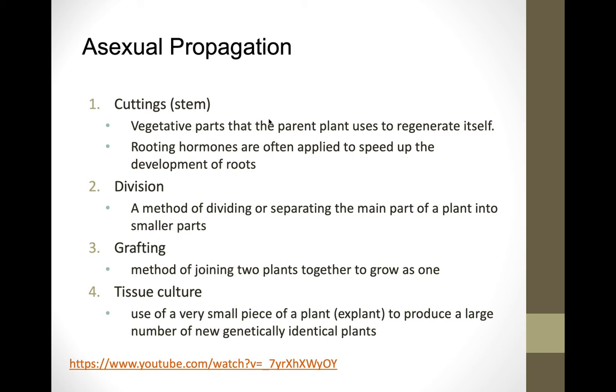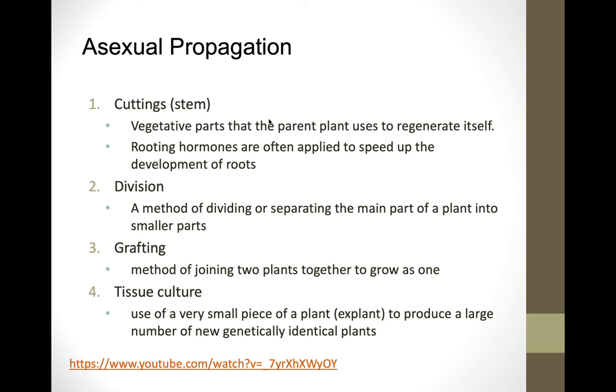We may put a little rooting hormone on it. A lot of times I don't use rooting hormone, which is just a hormone that makes it root faster. So we take a little cutting off of a plant. You can dip it in that rooting hormone or not, and then you stick it in soil and you keep it watered and you have a brand new plant. And so those of you who are going to be coming in face to face will get to do that.